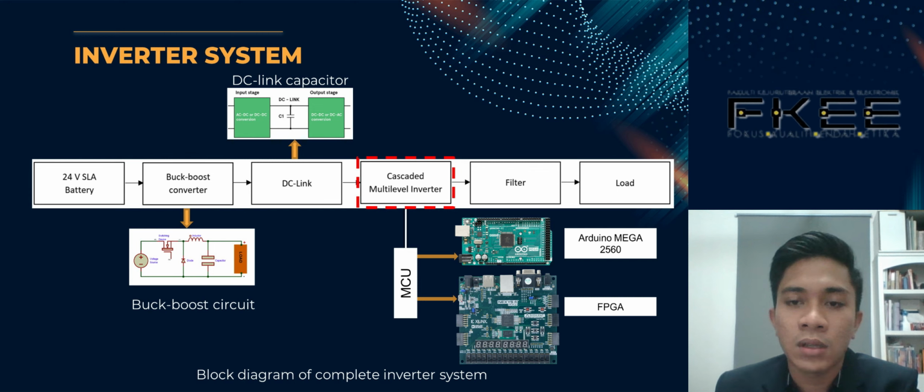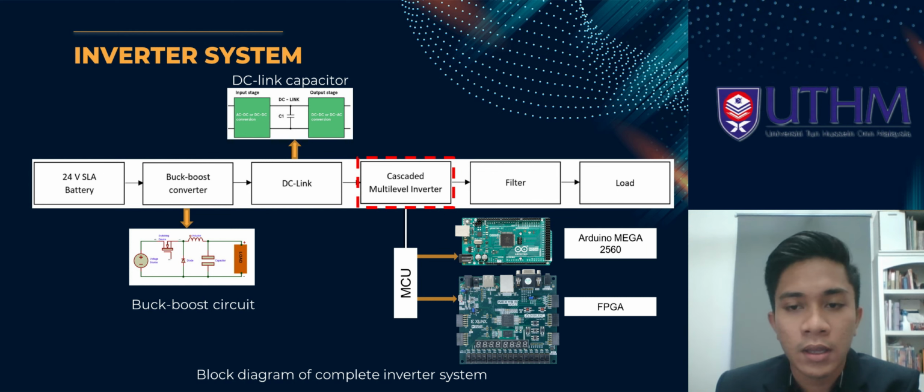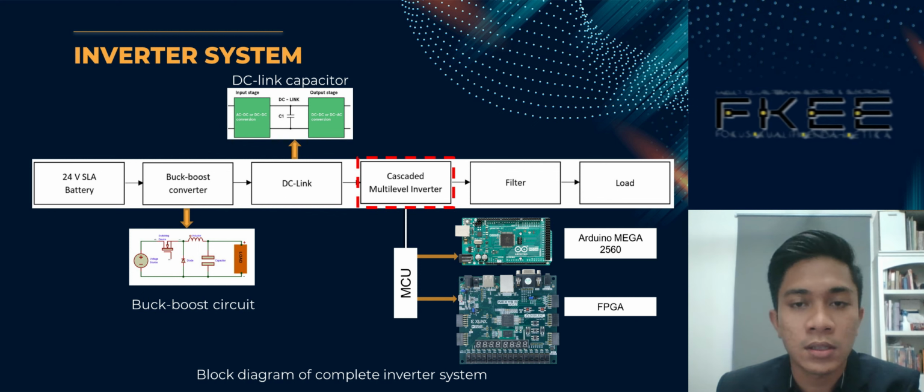And in the cascaded multi-level inverter, we have the microcontroller unit, which determines the switching technique for the multi-level inverter and controls the MOSFET, which is a semiconductor device, and we have the filter to minimize the THD, and we have the AC load.